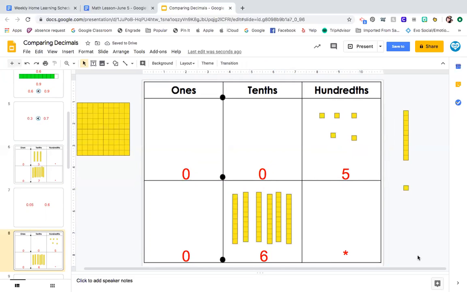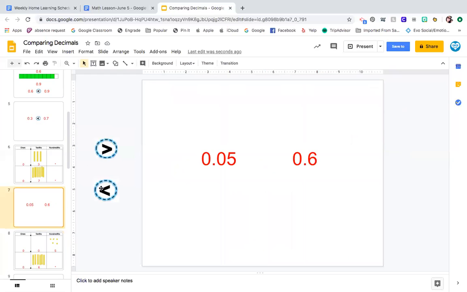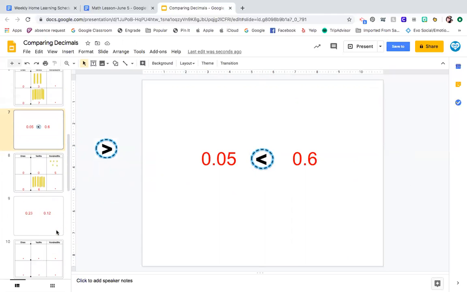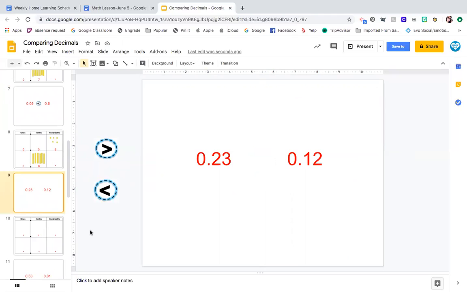So taking a look at the base 10 blocks, what can we say about 0 and 5/100ths compared to 0 and 6/10? Yes, 0 and 5/100ths is much smaller than 0 and 6/10. I'm going to drag that less than symbol to show that 0 and 5/100ths is less than 0 and 6/10. All right.